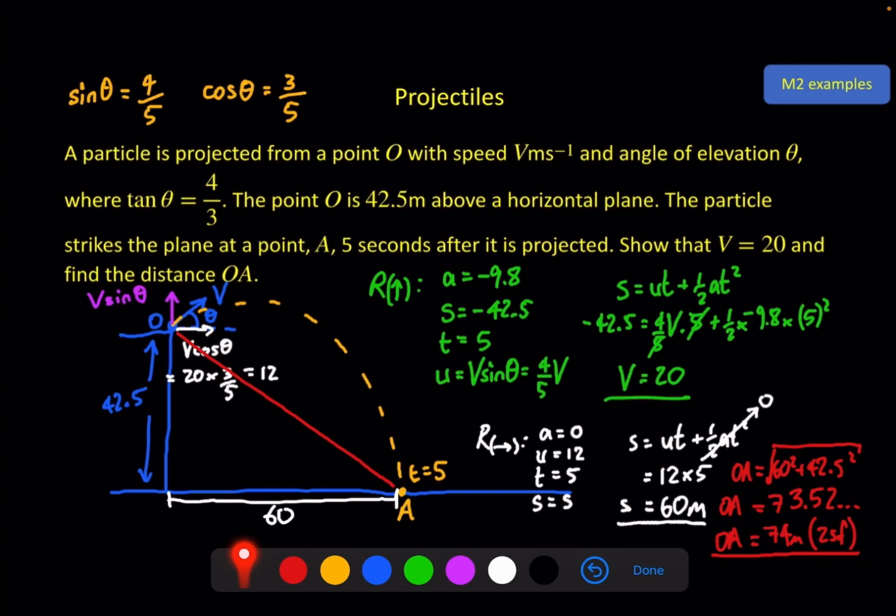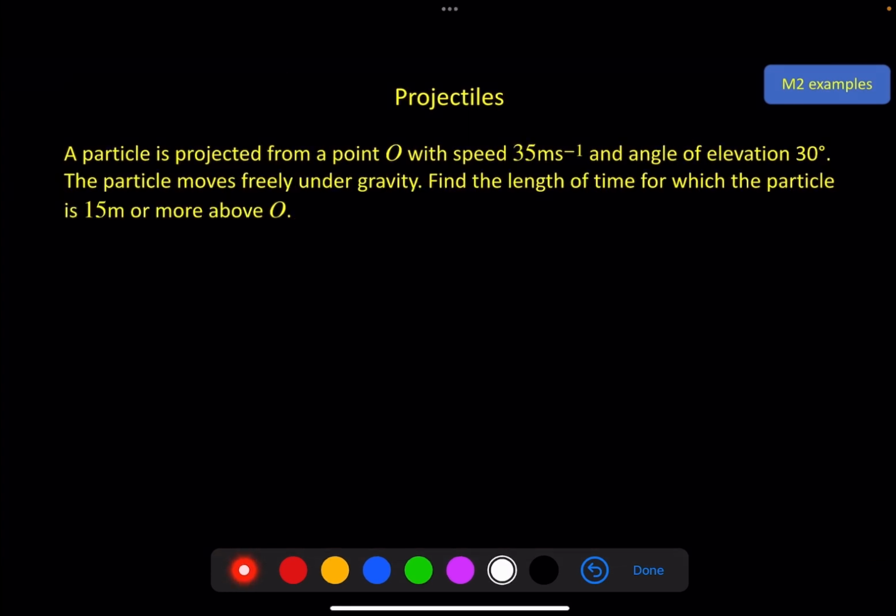The next example is a little bit different. A particle is projected from a point O with speed 35 meters a second and angle of elevation 30. The particle moves freely under gravity. Find the length of time for which the particle is 15 meters or more above O.